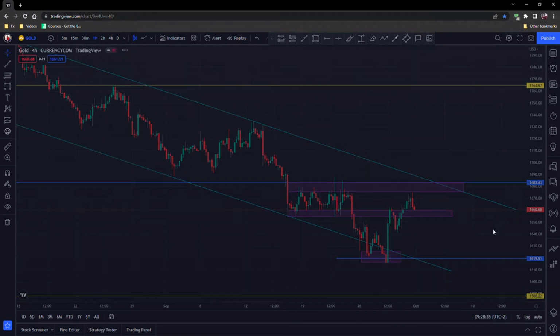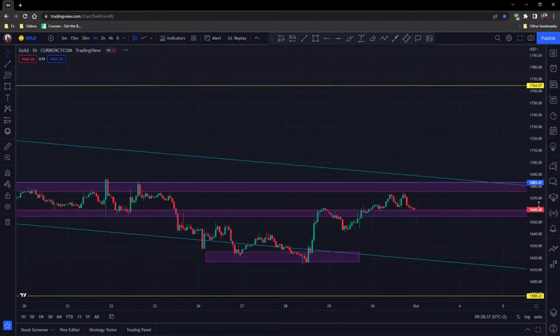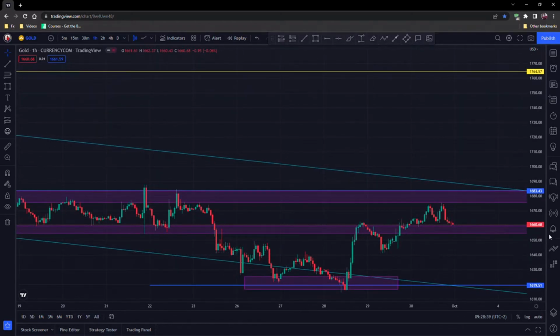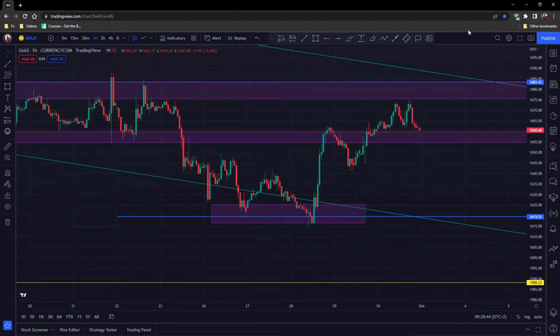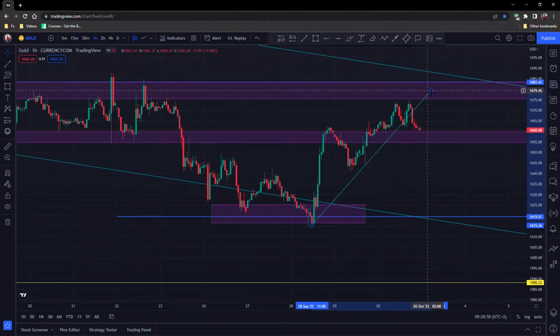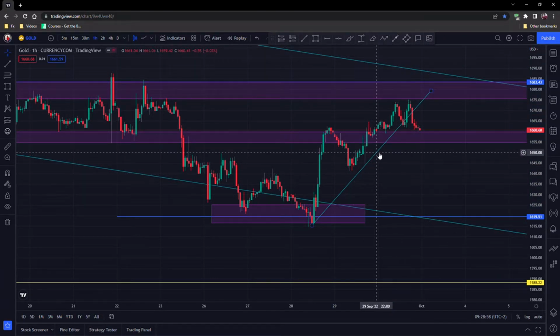Let's go to the hourly. And on the hourly you can see that we're building upwards momentum. Let's see if this works. No, that's not going to work. So we are going to remove that. So that's going to be it for gold.